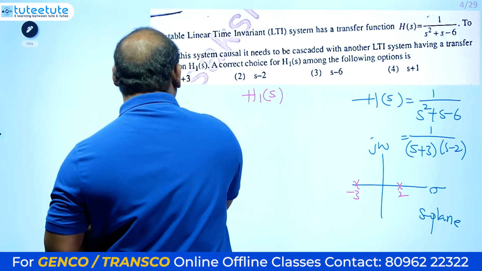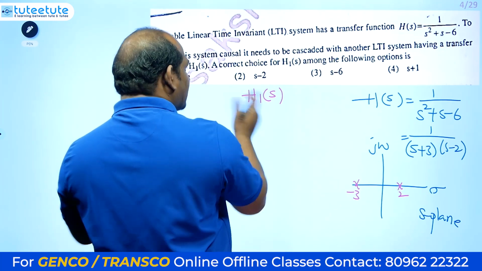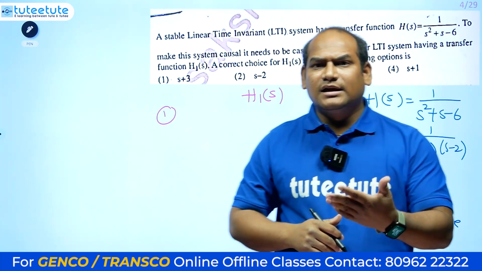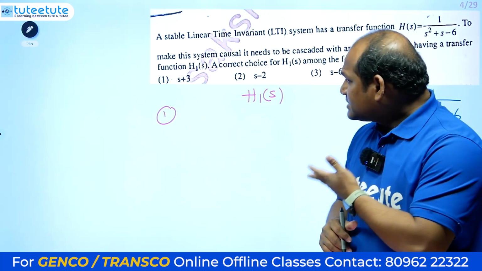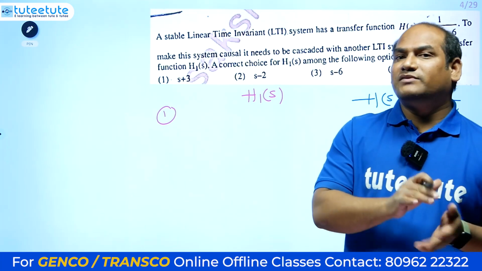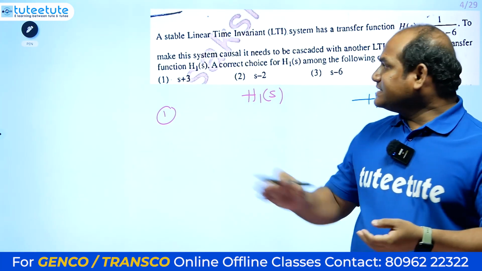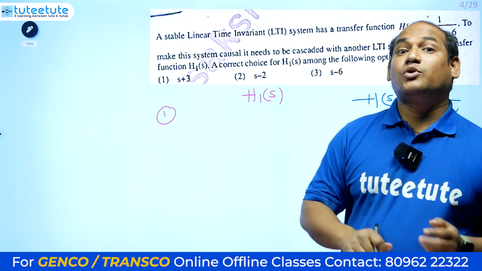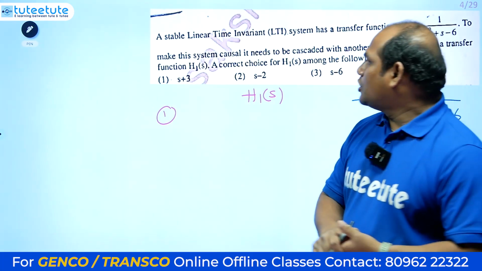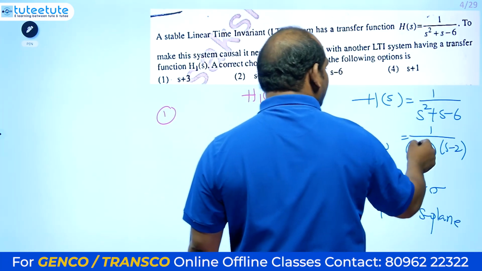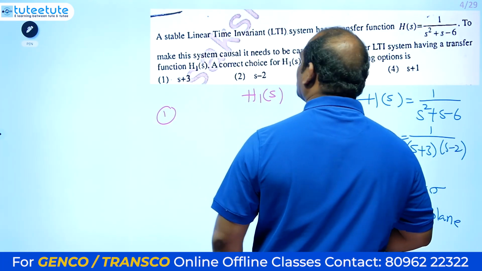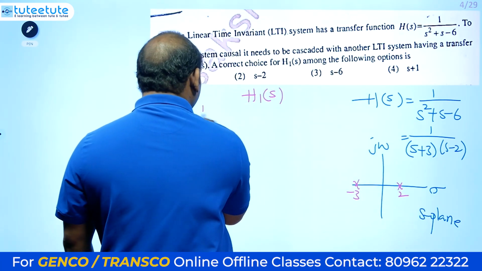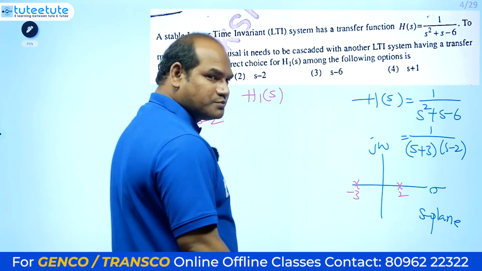If you take option 1, we need to cascade. Cascading, if it is in the time domain, the resultant impulse response is a convolution between the two. But it is in the S domain. So the resultant impulse response in the S domain is a product of the two impulse responses. The first impulse response is 1 by (s plus 3) into (s minus 2). Now if you take option 1, by multiplying these two, the resultant impulse response is 1 by s minus 2.